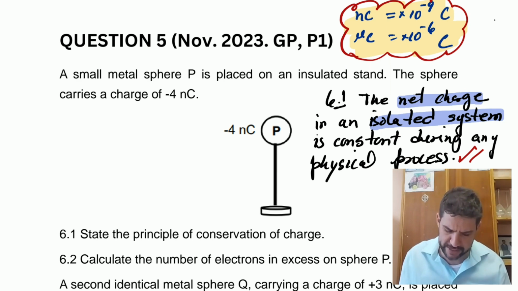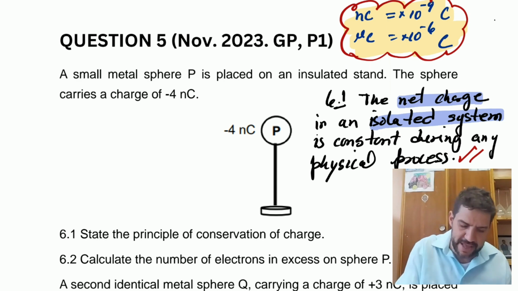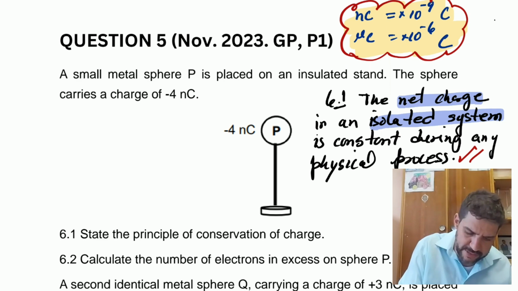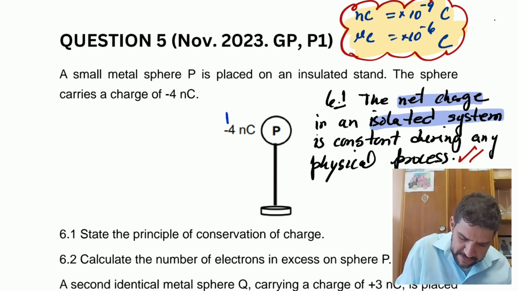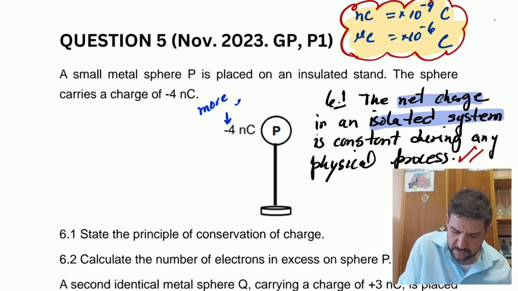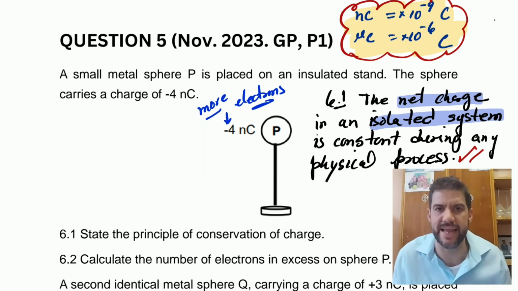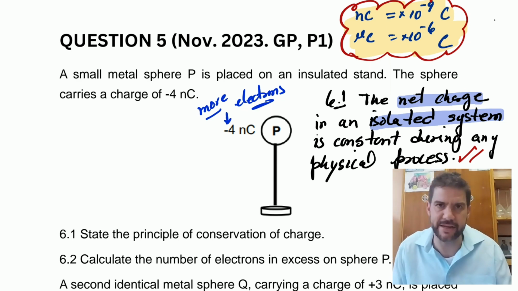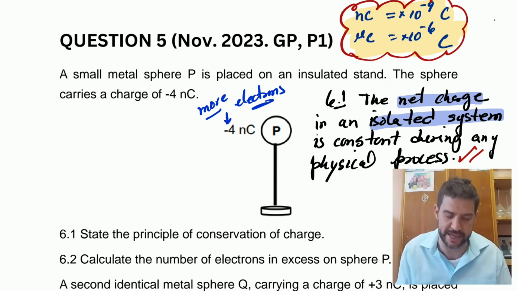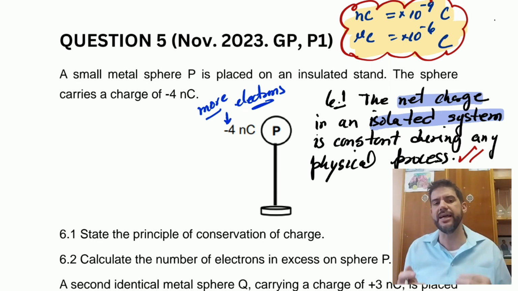Calculate the number of excess electrons on sphere P. So sphere P is negative. That negative means that I have more electrons than protons. In other words, it has an excess of electrons, a number of extra electrons in here. Now, what is this? This is charge quantisation. It's also done in grade 10.